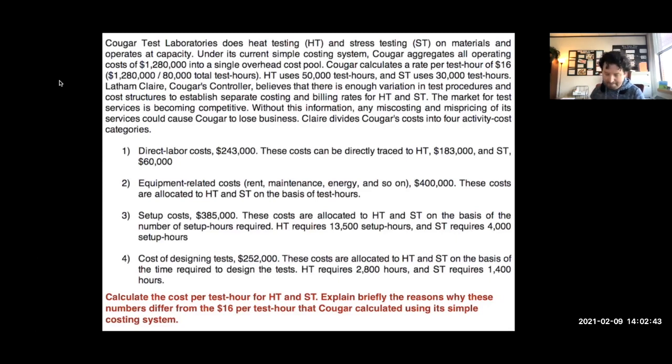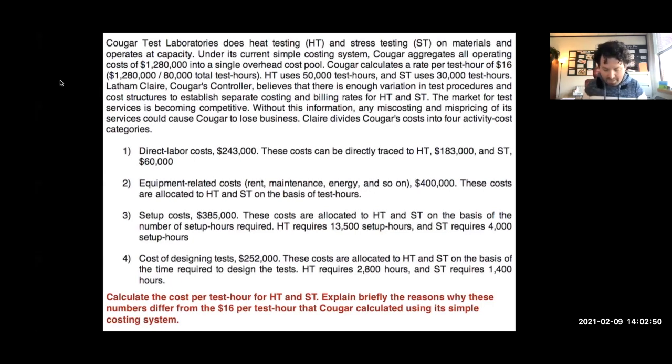Yes, okay, very good. So Cougar Test Laboratories does heat testing and stress testing on materials and operates at capacity under its current simple costing system. Now remember, at this point, we have two types of systems that we're looking at. We've got simple costing, which used one allocation rate, and activity-based costing, which is multiple activity rates. So you've got to be able to pick out this information. Currently, we're using a simple costing system.